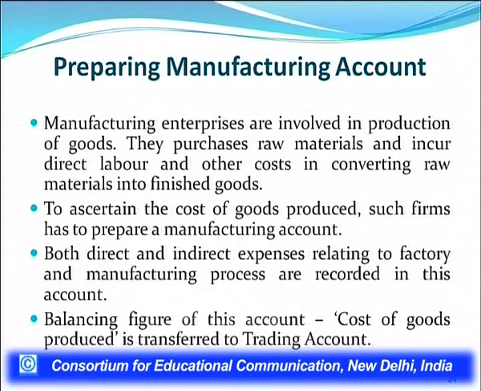Now, normally we say that in the trading account we record only direct expenses, but in the case of the manufacturing account, indirect expenses relating to the factory and manufacturing are also recorded, because they are concerned with production. So, all are to be recorded in the manufacturing account. And the balancing figure of this account, which is normally on the right side, is called cost of goods produced or cost of production, and it is transferred to the trading account.